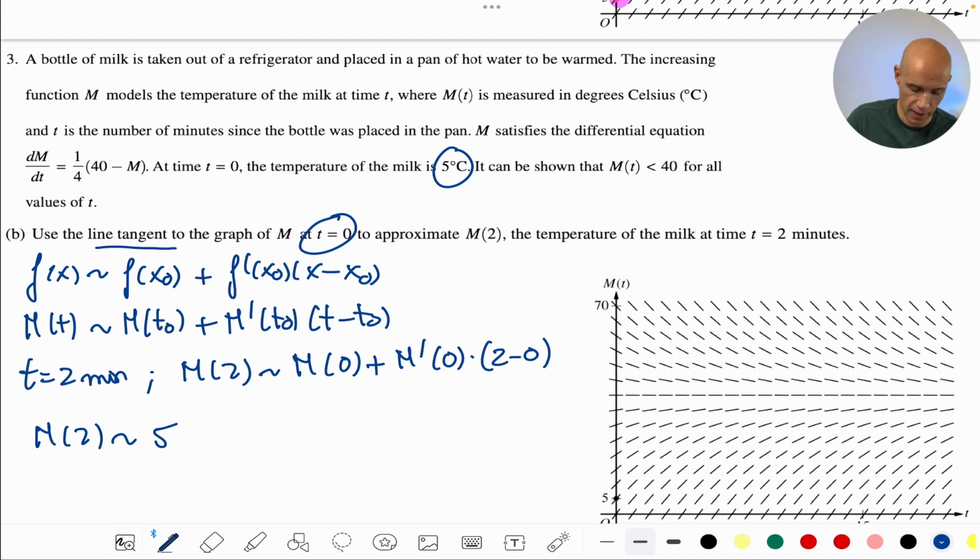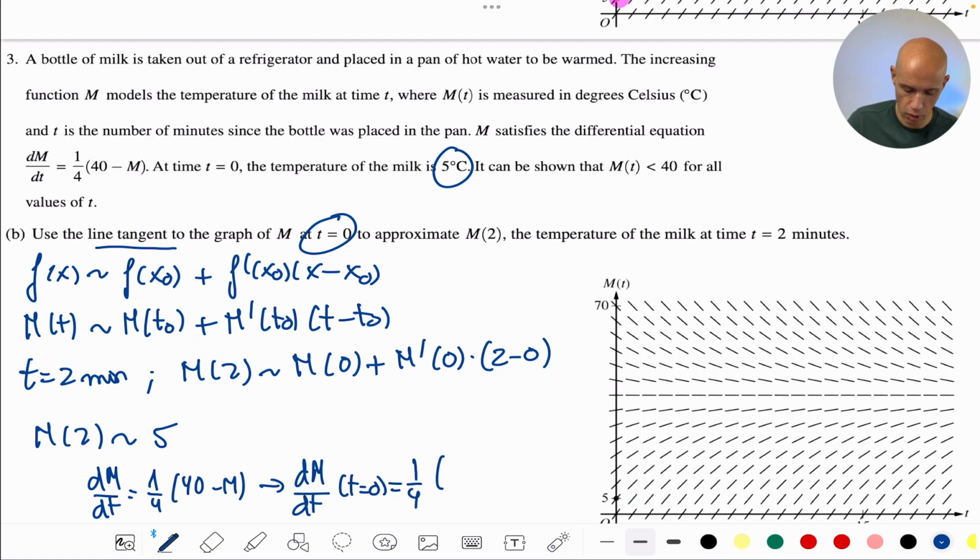Well, you have that dm over dt equals 1/4 of 40 minus m. So the derivative at the beginning, at t equal to 0, is going to be 1/4 of 40 minus the value of m at the beginning, which was 5, remember? So it is 35 divided by 4. Just one detail, optional.